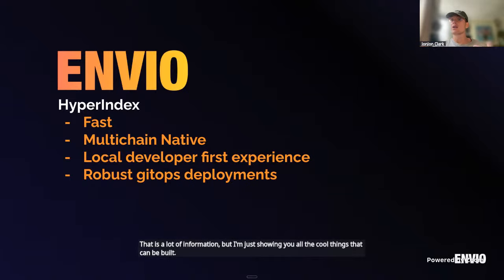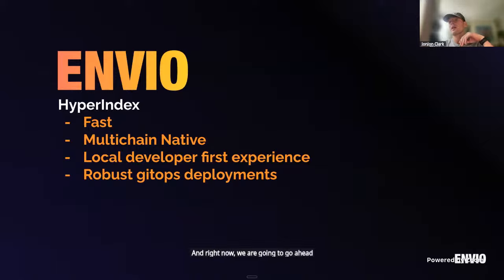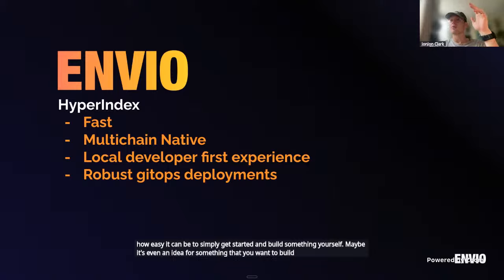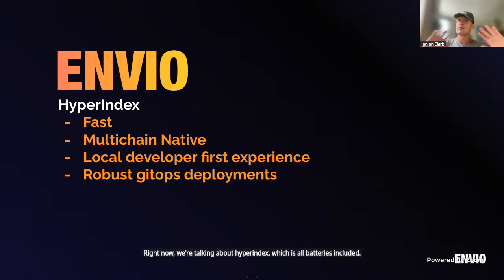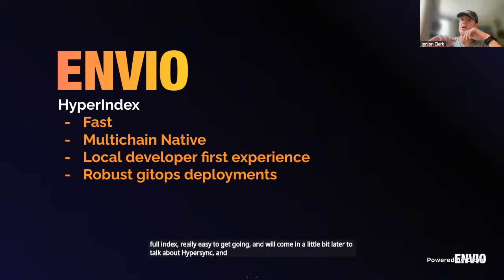And right now we are going to go ahead and build something quick to show you how easy it can be to simply get started and build something yourself. Maybe it's even an idea for something that you want to build. Just a reminder, we have all of those different prizes for HyperIndex and HyperSync. Right now we're talking about HyperIndex, which is all batteries included, full index, really easy to get going. And we'll come in a little bit later to talk about HyperSync, and we'll also do some examples there.